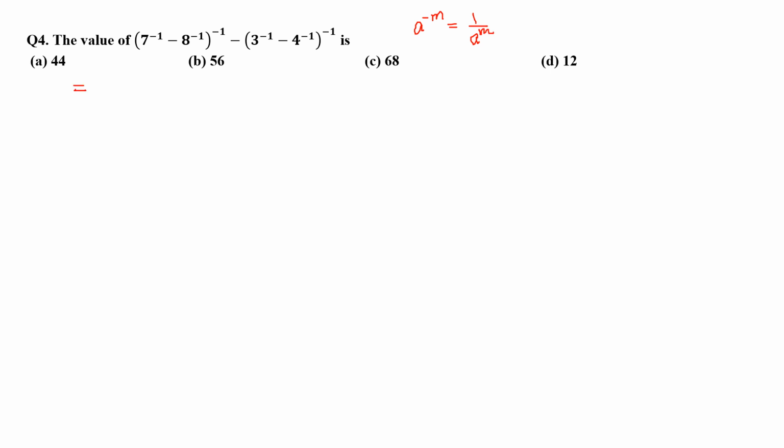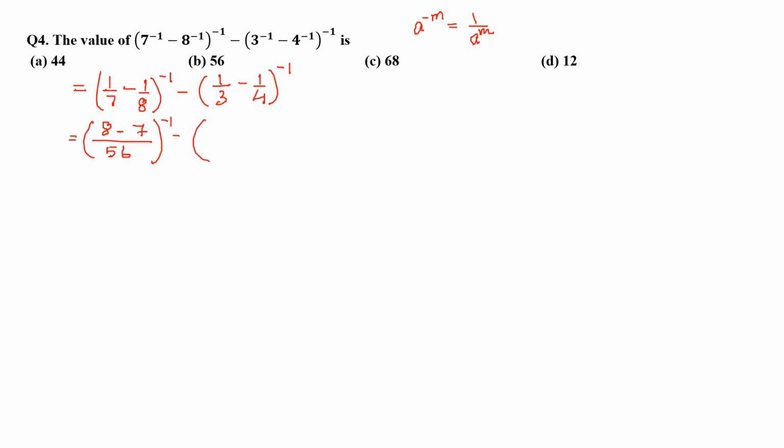So 7 to the power minus 1 means it is 1 by 7, minus 8 to the power minus 1 is 1 by 8, and whole to the power minus 1. Same way, 3 to the power minus 1 is 1 by 3, minus 1 by 4, whole to the power minus 1. Now take the LCM. So LCM of 7 and 8 will be 56. So here it will be 7 times 8 is 56, and 8 times 7, to the power minus 1.